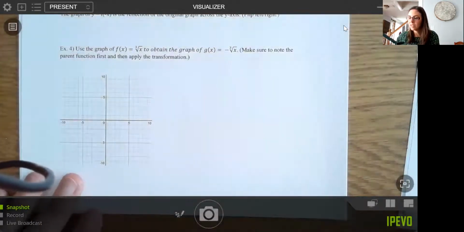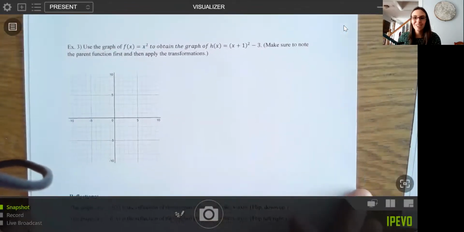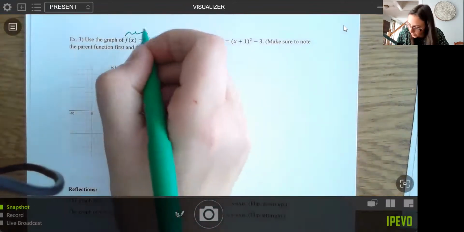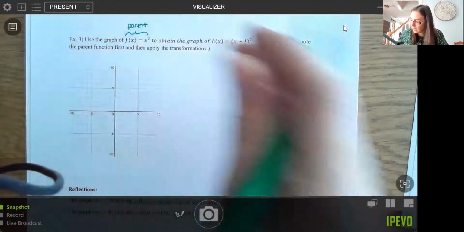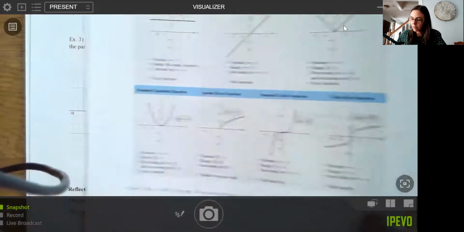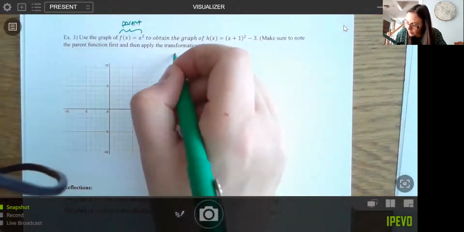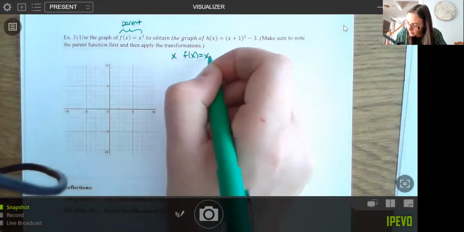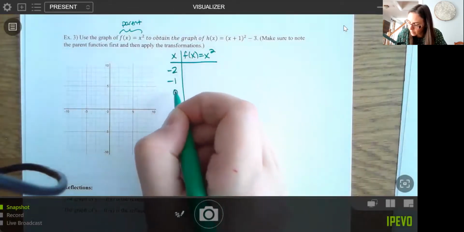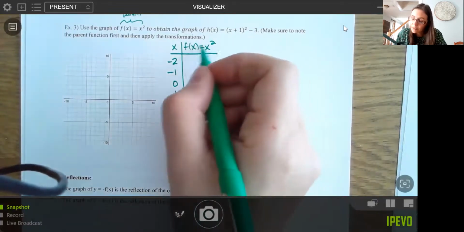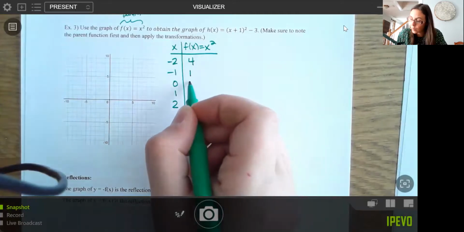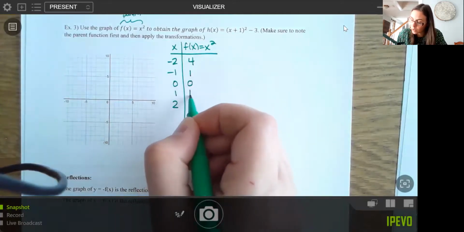Okay, let's do one more shift example where we have two changes. So here my parent function is f of x equals x squared. And again, if you need to reference it, that basic function looks like this. So I know it's going to be some sort of U shape to start. And again, for myself, I just like to make a few points here to plot them. And I'm going to just pick -2, -1, 0, 1, and 2. And I'm squaring these values. So -2 squared is 4, -1 squared is 1, and then squaring 0 is 0, 1 is 1, and 2 is 4.